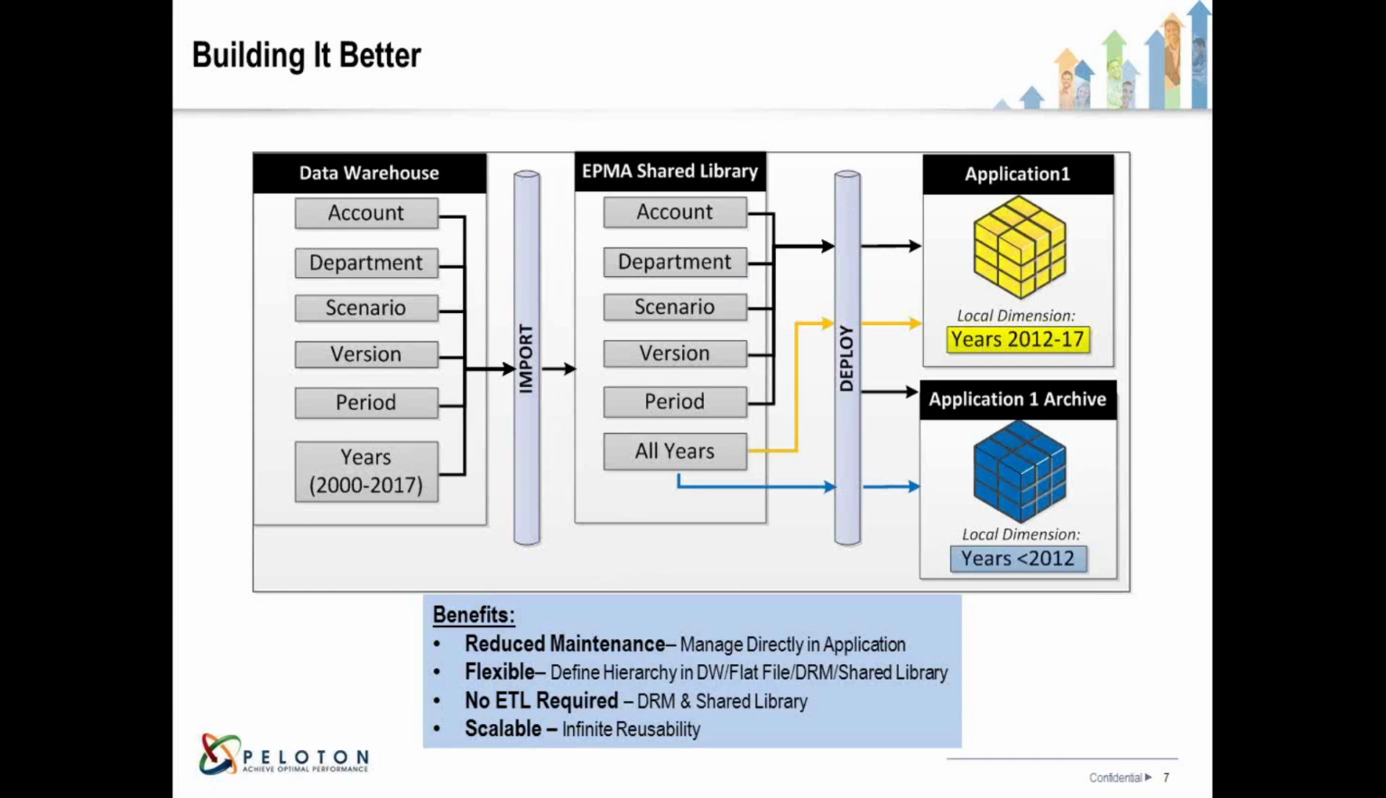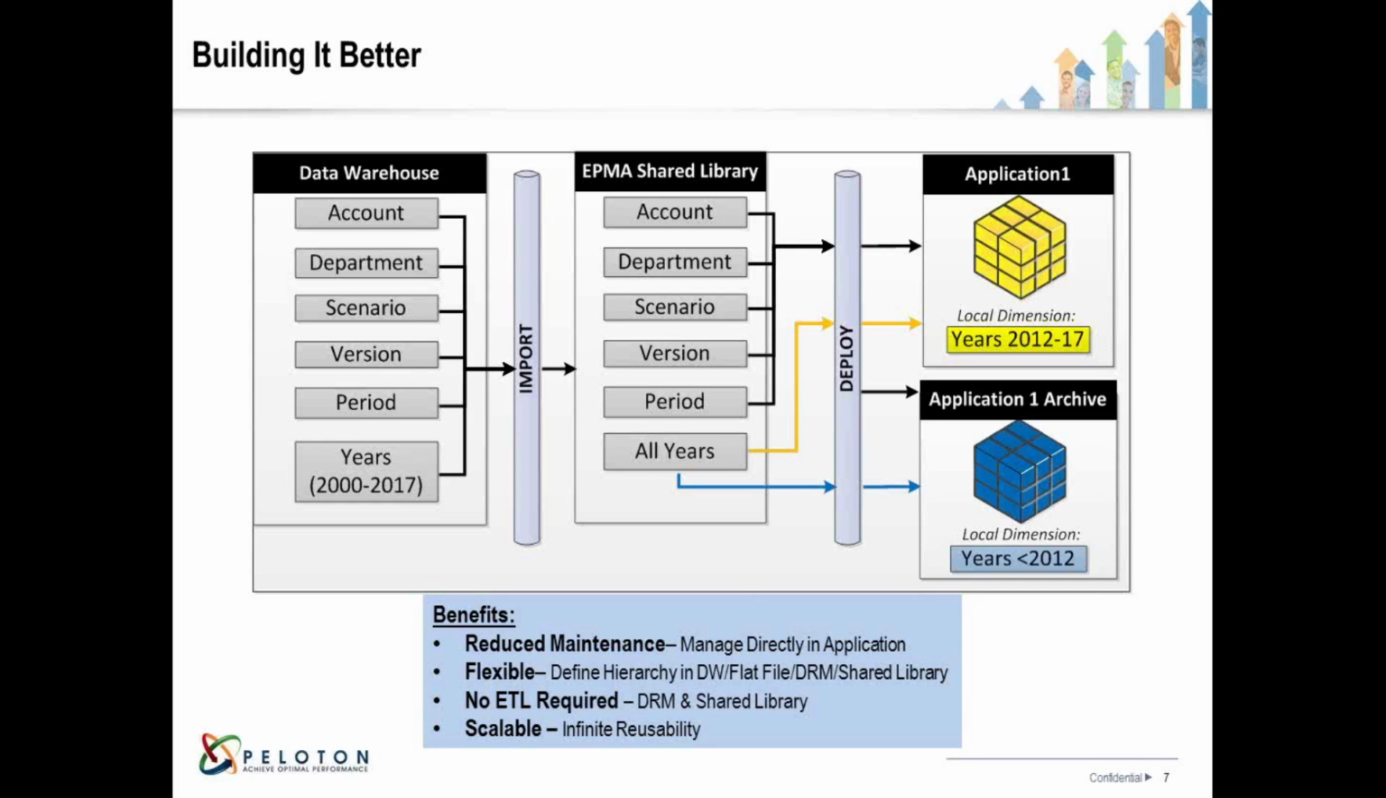We also have flexibility with EPMA. We can define our hierarchies in a data warehouse. We can define them in a flat file, such as an Excel file. We can define them in Oracle's DRM tool. So new to version 11.1.2.2 and going forward, DRM now integrates directly with EPMA, and you can define your hierarchies directly within the shared library itself.